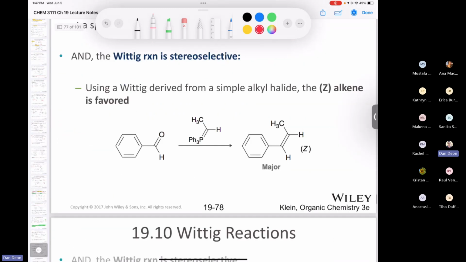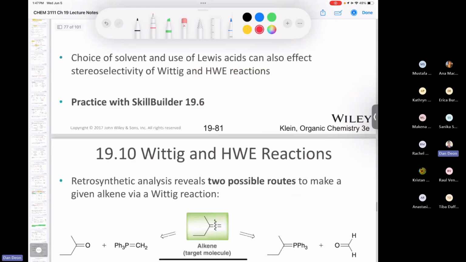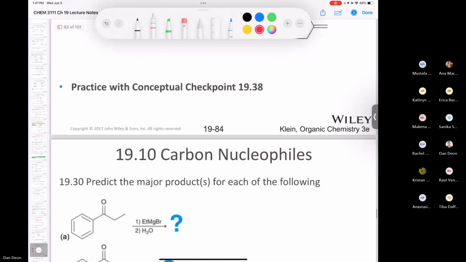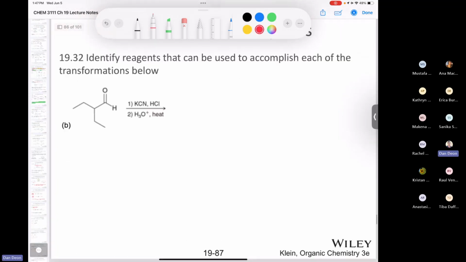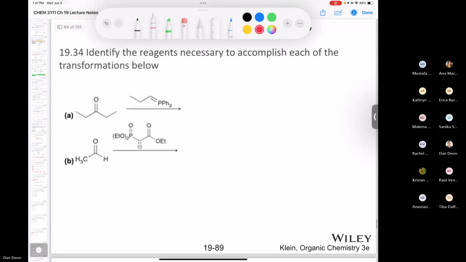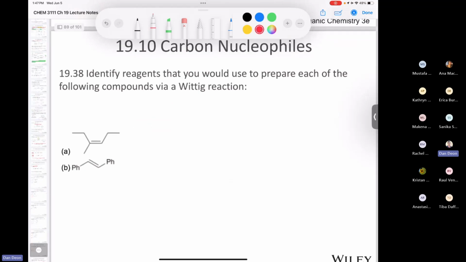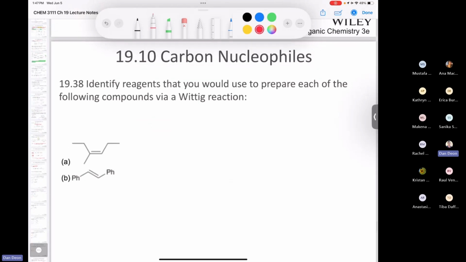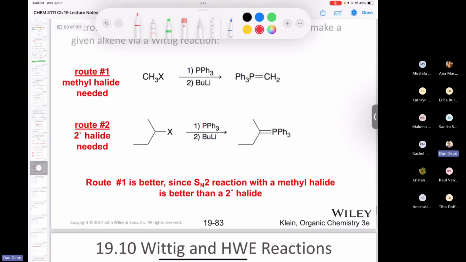So where we're going, if you're looking ahead, is to a question like, where is it? Not that one, not that one. More like this one here. So 19.38. This is what we're working on right now, identifying reagents that you would use to prepare each of the following compounds via a Wittig reaction. So not only do you have to know the Wittig reagent, you have to identify reagents that you would use in the Wittig reaction. So let's go back and see what we mean by that, okay?